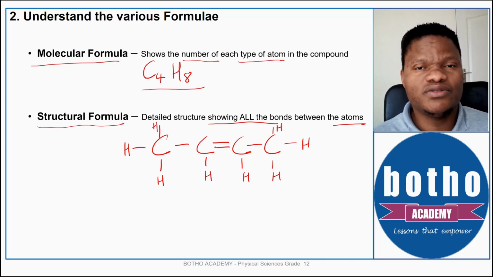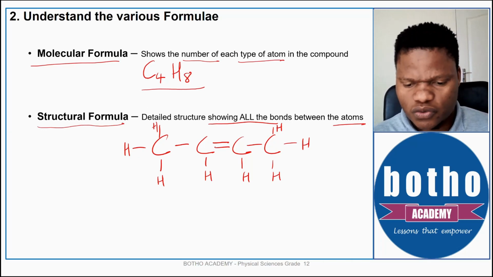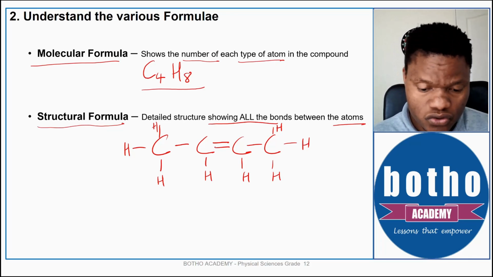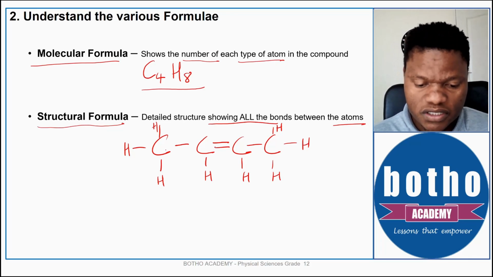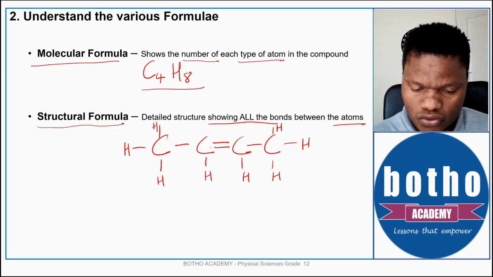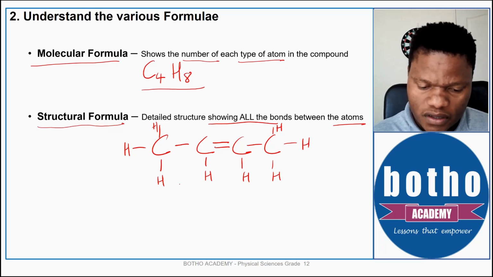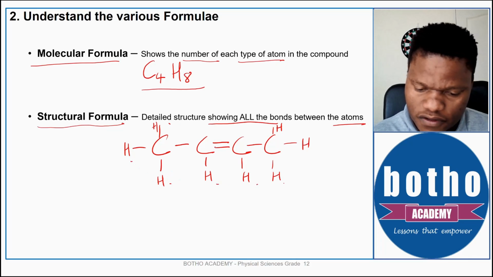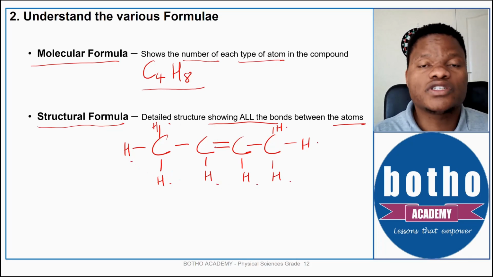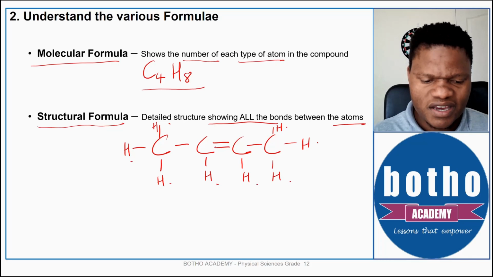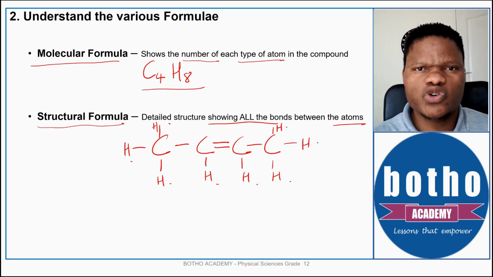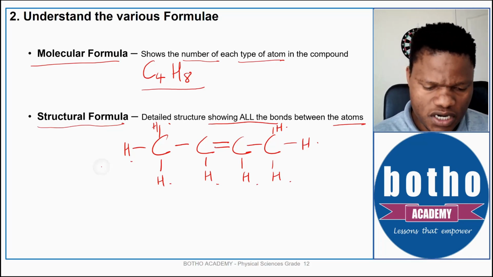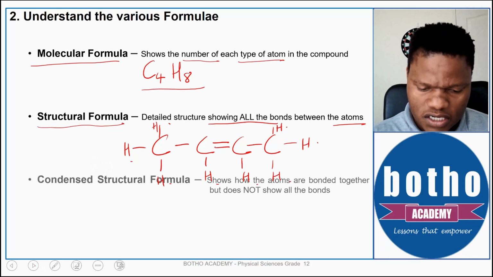You have to know that, and you have to remember to do that when you are required to do so in your exam. So as you can see, we have 4 carbons here, 1, 2, 3, 4, and then you have 1, 2, 3, 4, 5, 6, 7, 8 hydrogens, just like the molecular formula there. This is what we call the structural formula. It shows us all the bonds and all the atoms and how they are attached to each other.